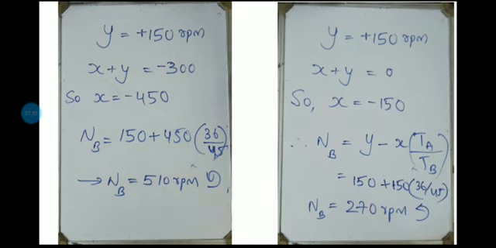So the direction should be specified. Otherwise, you will not get marks when you solve problems. So NB equal to 270 rpm counterclockwise direction. Either you have to write it, or you have to show the symbol of counterclockwise.